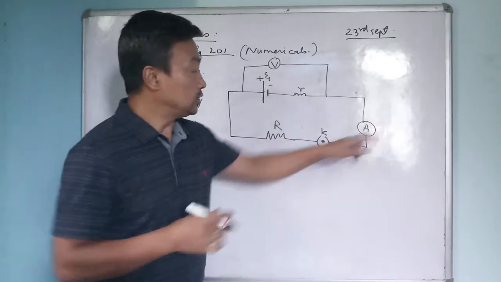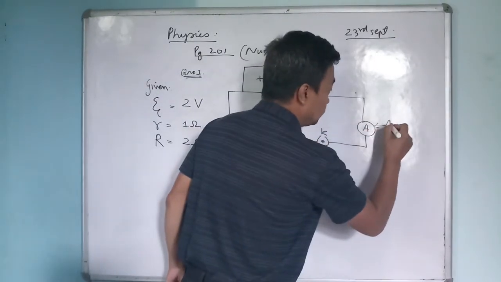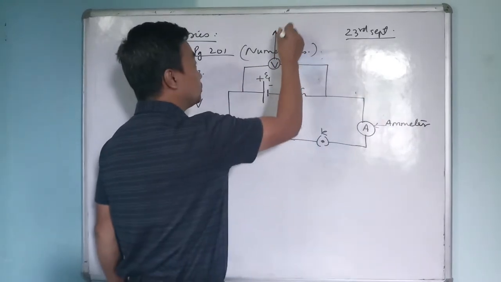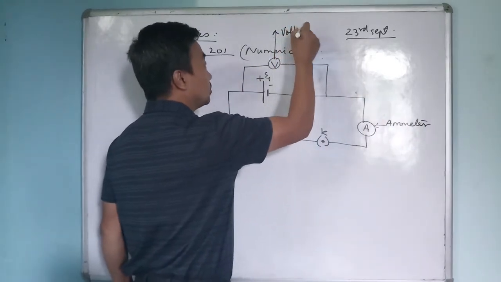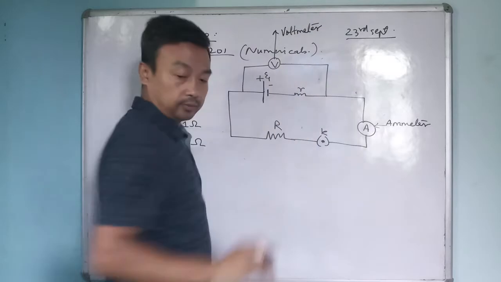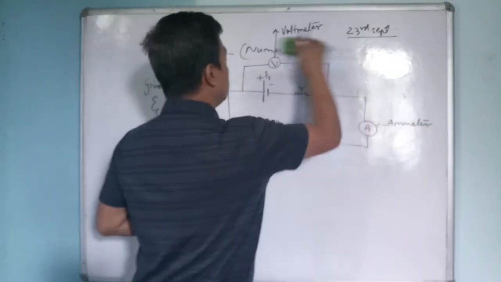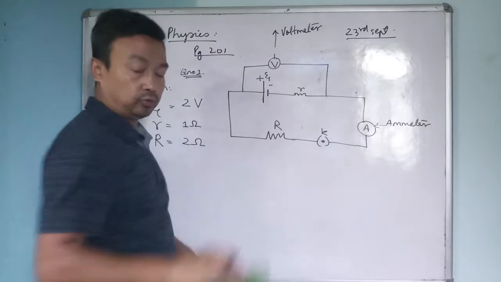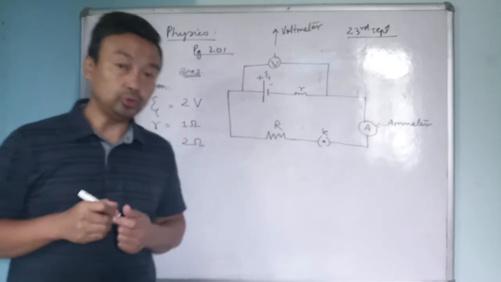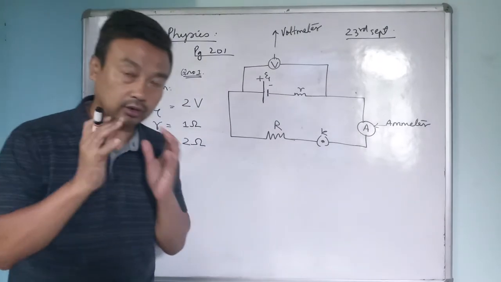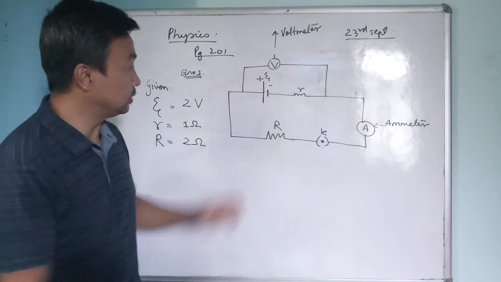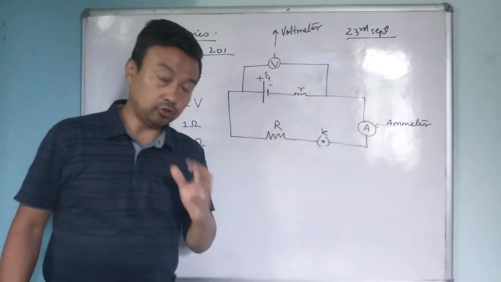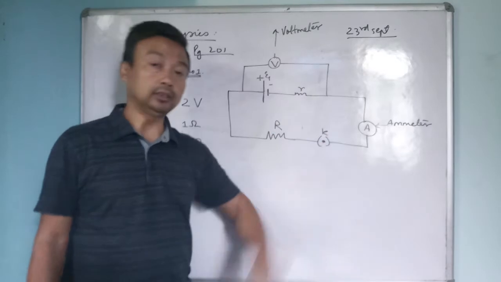So this is an ammeter and this is a voltmeter. Okay, so we have to find the readings of these two. That means, what does the voltmeter do? Voltmeter is an instrument which is used to measure the potential difference across the end of a coil or a conductor. And what does the ammeter do? Ammeter is an instrument to measure the flow of current in the circuit.